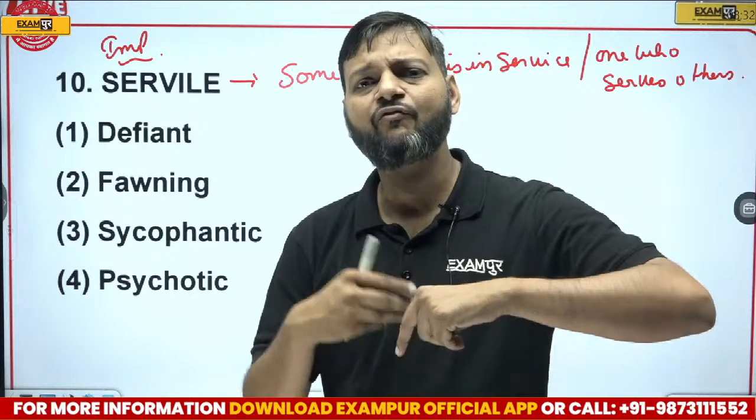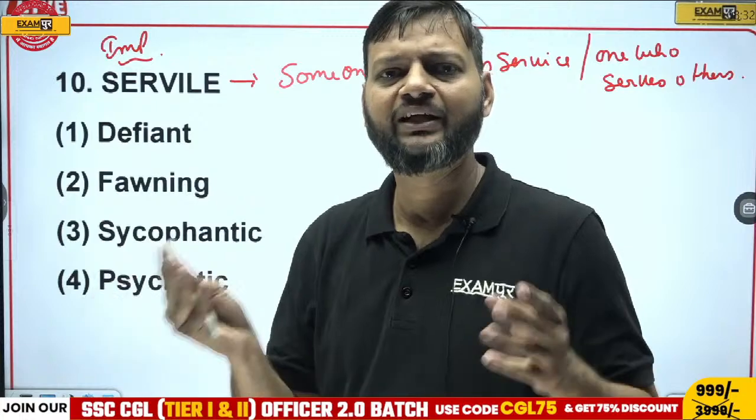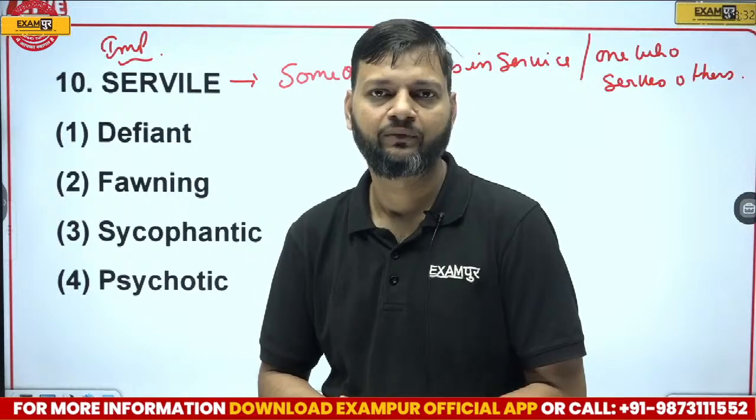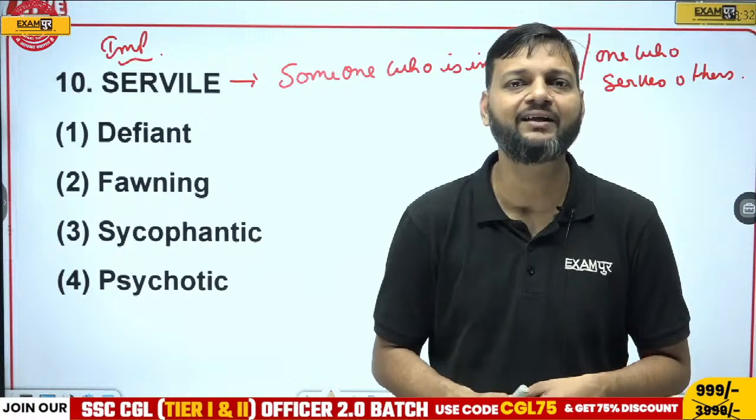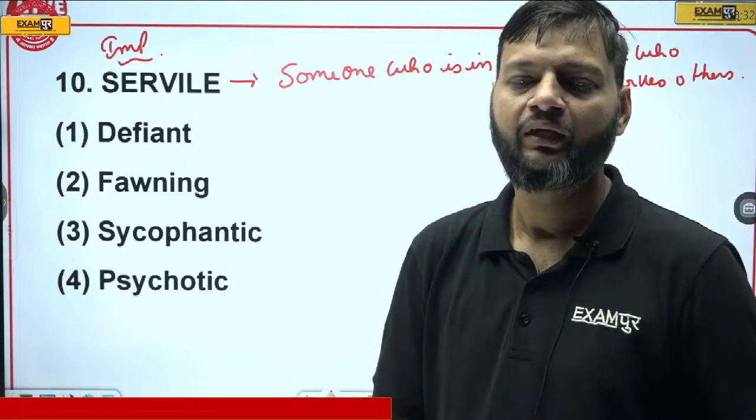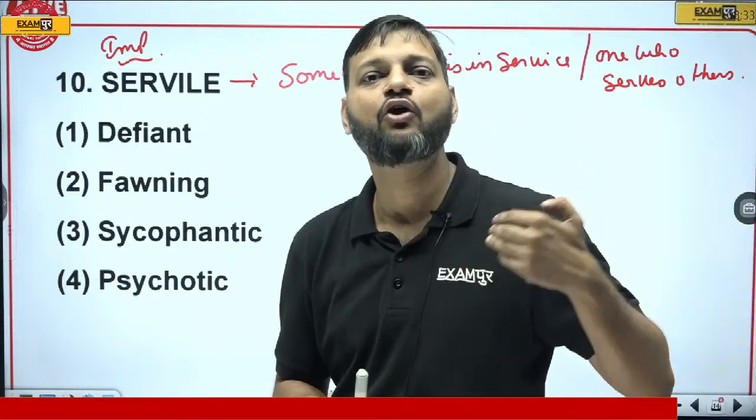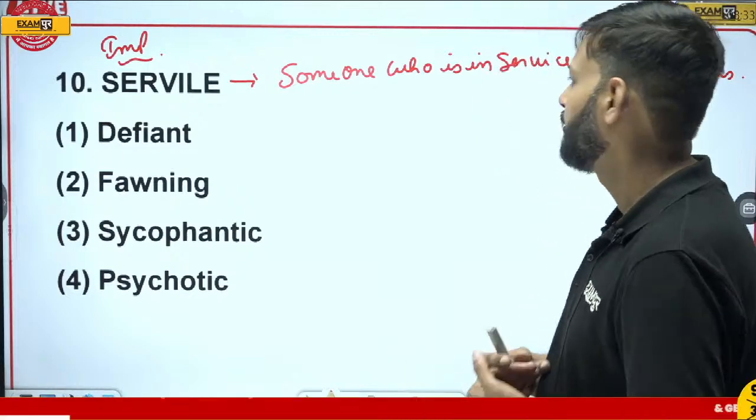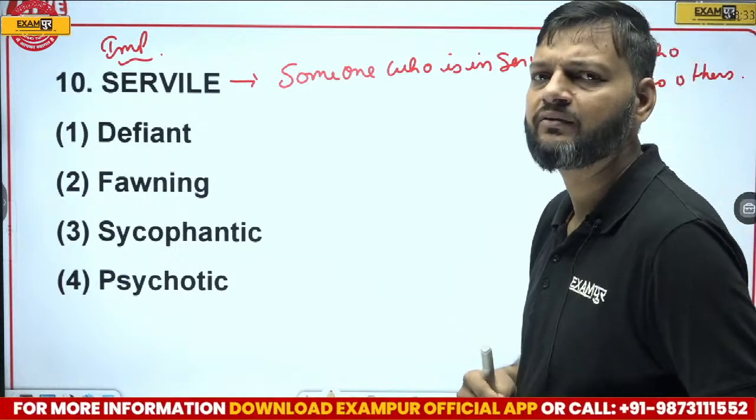So when someone agrees to everything that is said, whether it is right or wrong, it is called a servile attitude. He does not rebel. He does not oppose. He does not counter anything. So servile means to agree with anything that is being said.